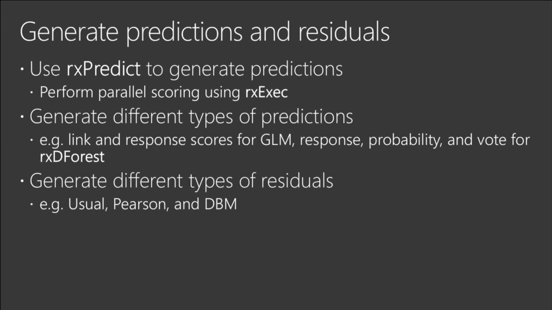Just like open source R, you can get link return, response scores, you can get probabilities, you can get a vote for RxDForest. When you look at the help files for that, you'll see those. There could be a question, what do I not get here? They're pretty straightforward, like, can I get a vote on GLM? Well, no, because it doesn't make any sense. That's the sort of thing you would get.